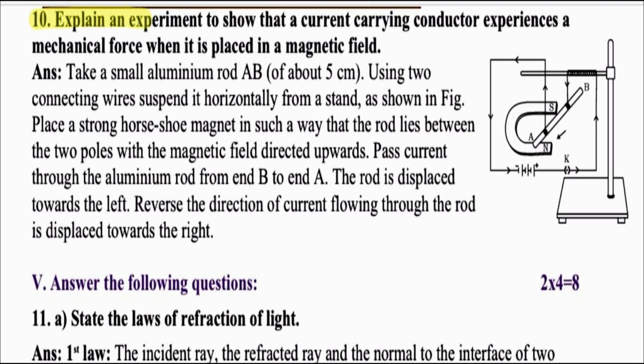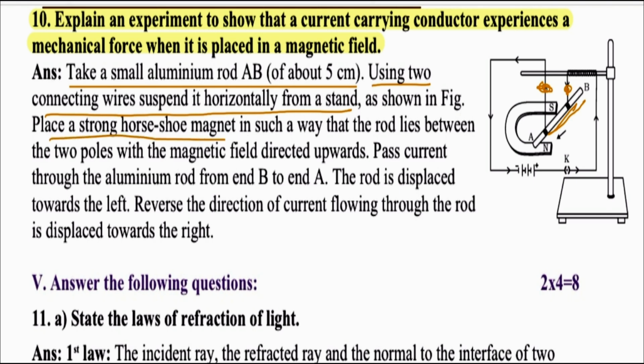10th question: Explain an experiment to show that a current carrying conductor experiences a mechanical force when it is placed in a magnetic field. Take a small aluminum rod AB of about 5 cm. As shown in this figure, this is the rod A and B, and using two connecting wires, suspend it horizontally from a stand. See, these are the wires.